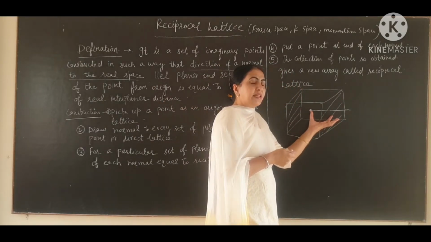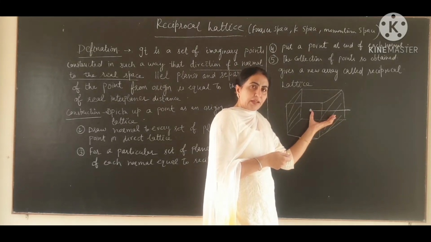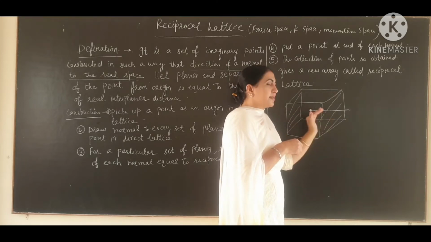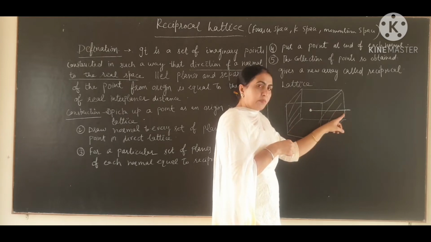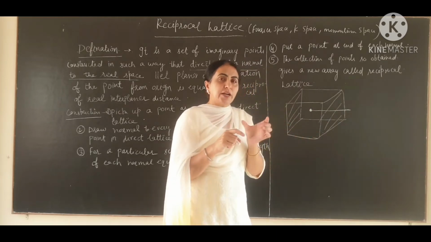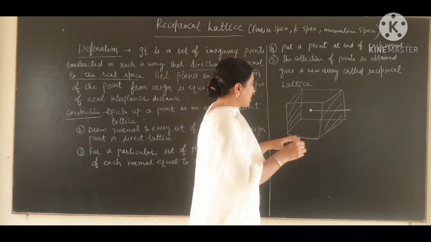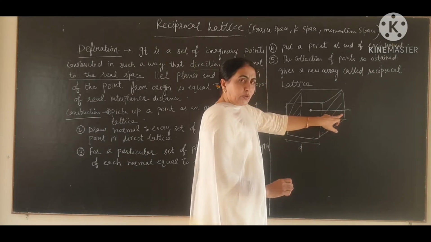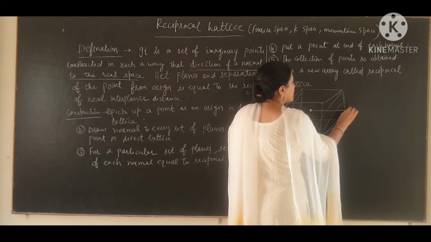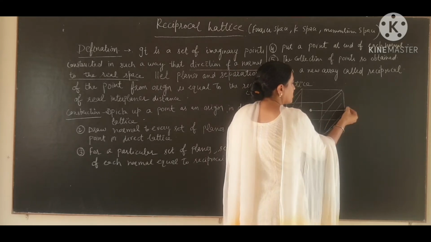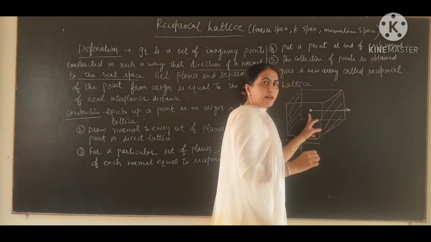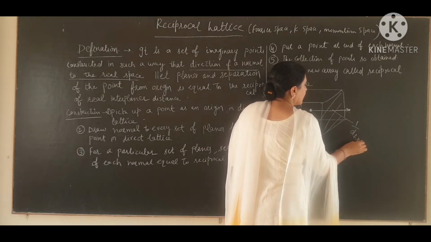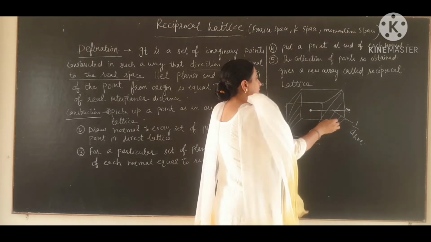And what will be the length of this normal to these parallel planes? The length assigned to this normal is 1 over d, where d is the distance between these two planes. For example, the distance between these two planes is this. So take a point at the end of this normal where the distance is 1 over d. So the length assigned to this is 1 over d HKL. Here HKL is a set of planes.